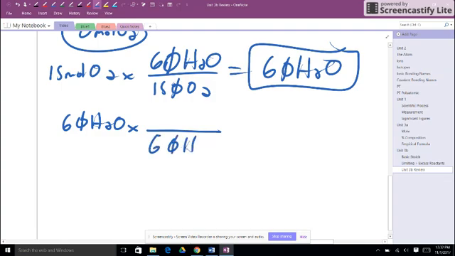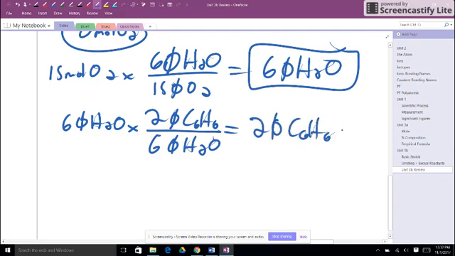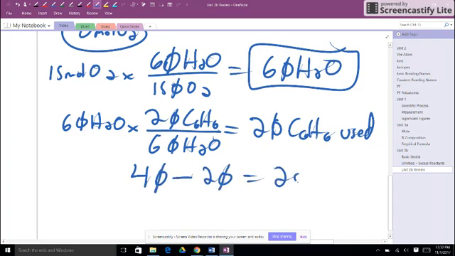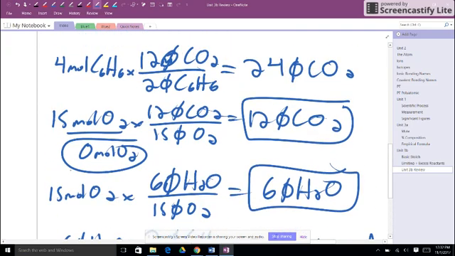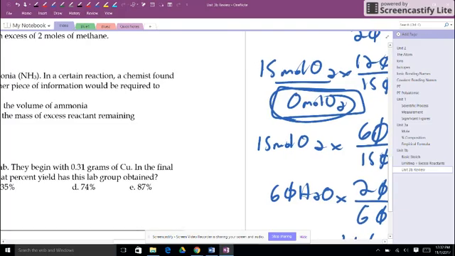For every 6 moles of H2O, you need 2 moles of benzene. So this means you're going to have 2 moles of benzene used. You started with 4, you used 2, you have 2 moles of benzene left over at the end. So you have 6 moles of water produced, 2 moles of benzene used, 0 moles of oxygen left over because it's all used up, and 12 moles of CO2 produced.